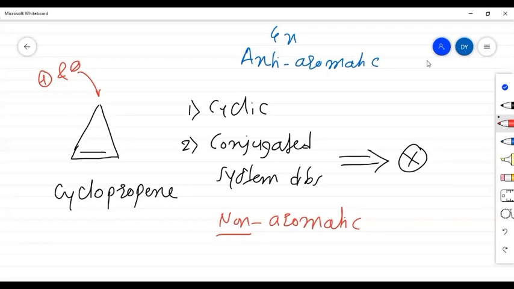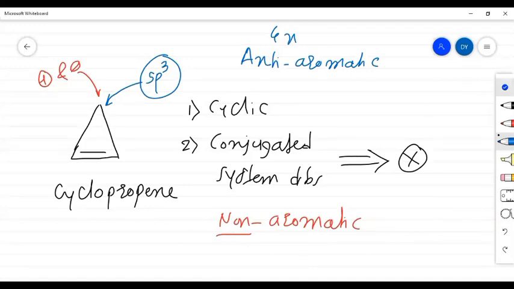What is another reason for this? You can see this carbon atom. This carbon atom is sp3 hybridized. Okay, and our criterion is that each carbon atom is sp2 hybridized. So this carbon atom is sp3 hybridized, right? And that's why it is non-aromatic in nature.